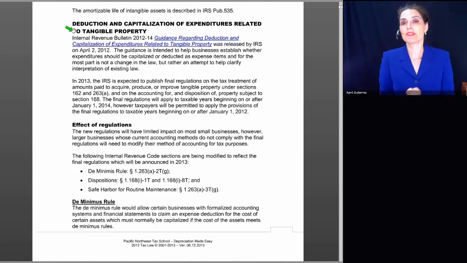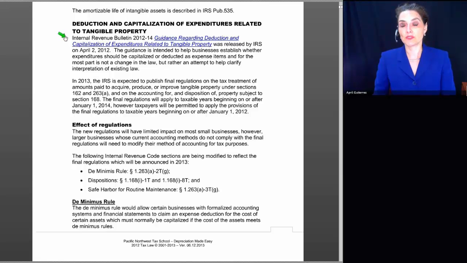Because there has been some argument or discussion, probably a lot of it over time, about when an item should be expendable and when it needs to be capitalized, the IRS is working on clarifying that. And so it's still not done. They're still working on it, but sometime this year they're going to release their final opinion. I'll just explain to you where they're sitting right now. The IRS released Internal Revenue Bulletin 2012-14, and in it, it provided some guidance regarding deduction and capitalization of expenditures related to tangible property.